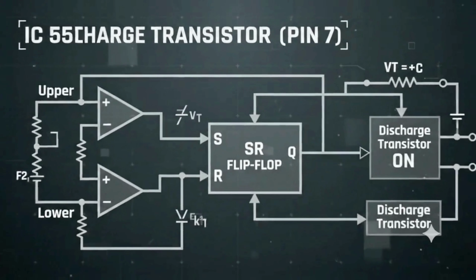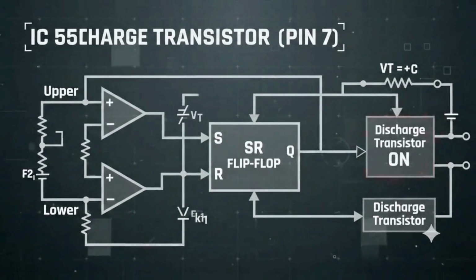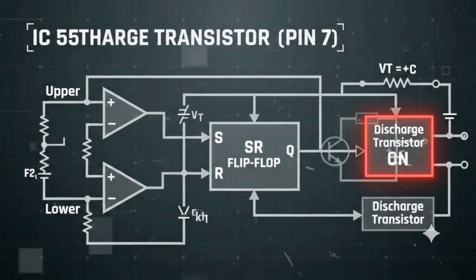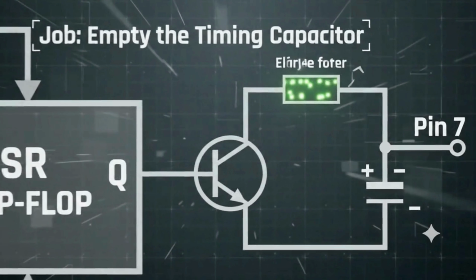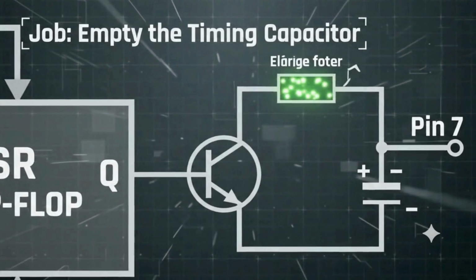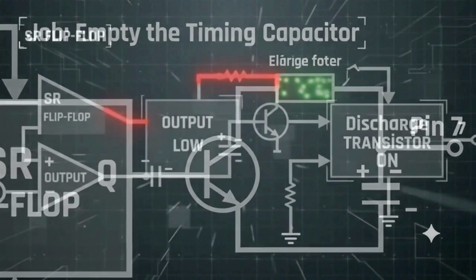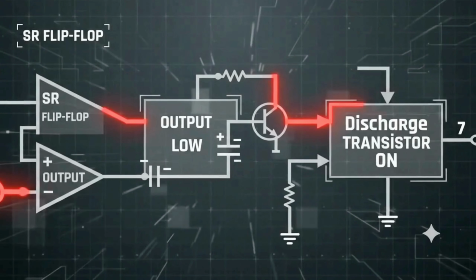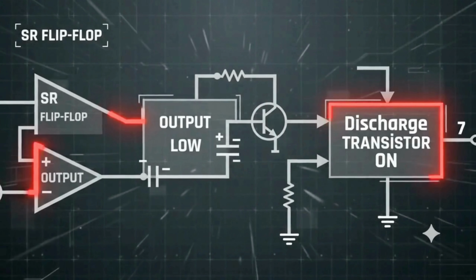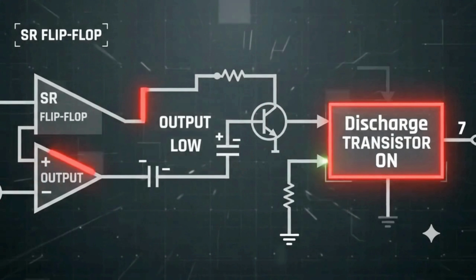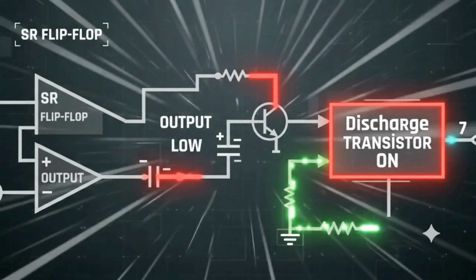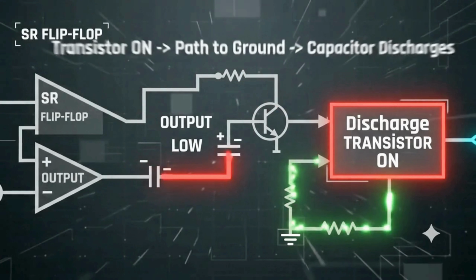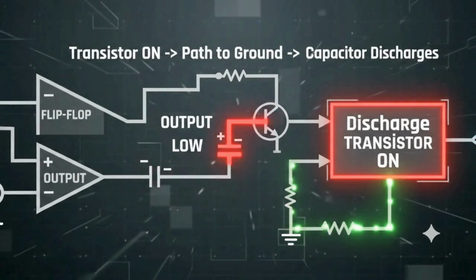Finally comes the discharge transistor connected to pin 7. Its only job is to empty the capacitor. When the output is low, this transistor turns on, providing a path to ground. The timing capacitor quickly discharges. When the output becomes high, the transistor turns off, allowing the capacitor to charge again through the external resistor. This charging and discharging process is what creates the timer delay or oscillation.